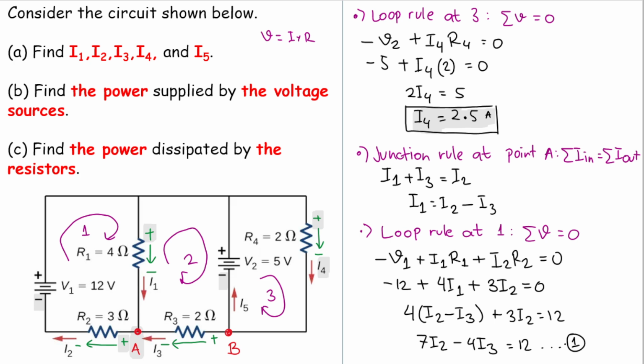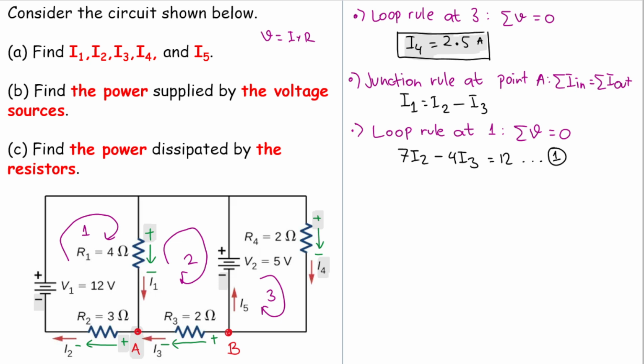Now let's do another loop rule, but this time at loop 2. Okay, let's clean this up. Okay, now let's do the loop rule at loop number 2. And again, we have the sum of the voltage in a loop will equal to 0. Let's start from this battery here, and the loop is entering from the positive terminal, so we will have positive V2.